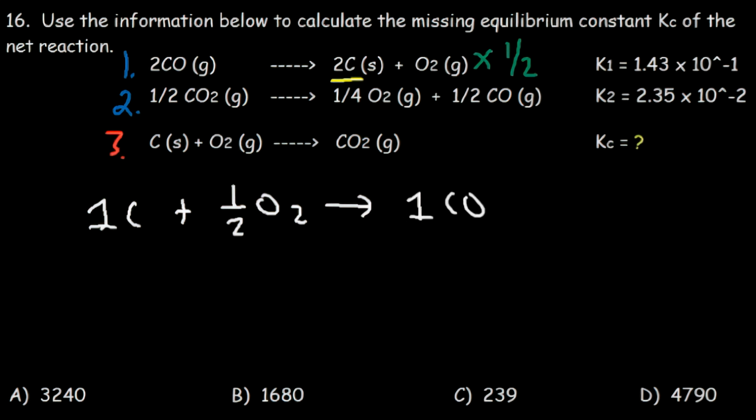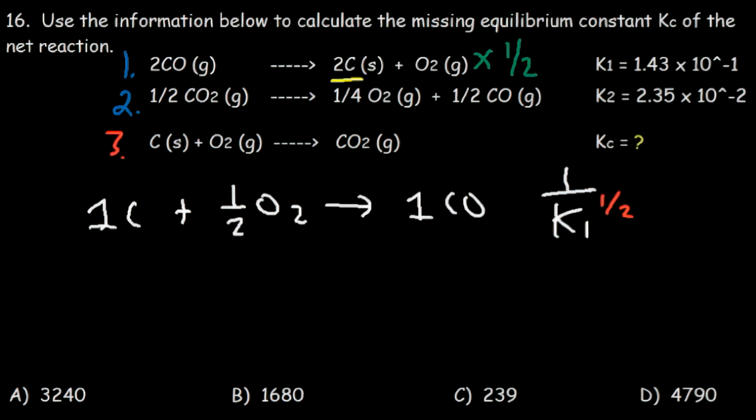So now, what is the effect on K1? Since we reversed it, it's going to be 1 over K1. And we multiply the coefficients by 1/2, so we're going to raise the exponent of K1 to 1/2.